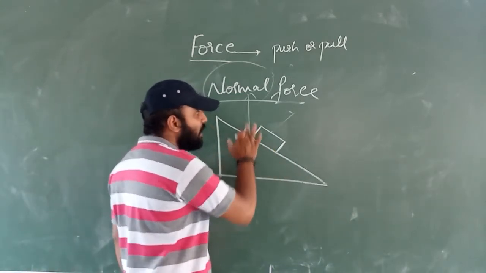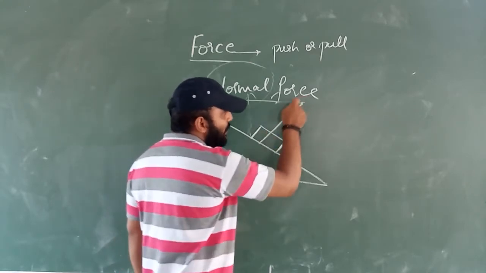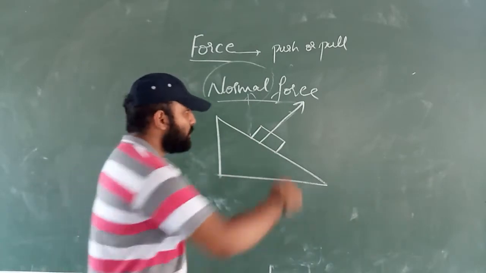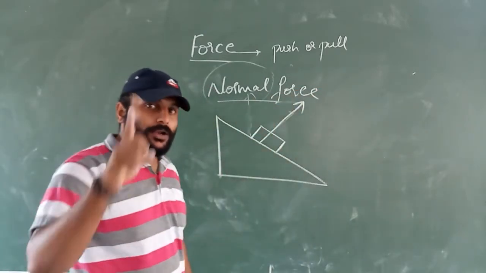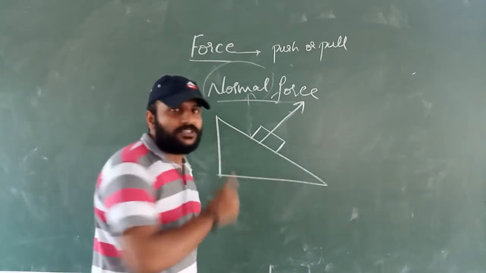We have to see the inclined plane. This is our inclined plane. So what about the inclined plane? What is the direction? Normal is the direction on which the object is placed. So this will be the normal. Normal is nothing but the direction perpendicular to the surface where the object is placed.